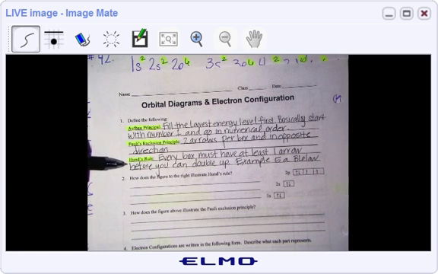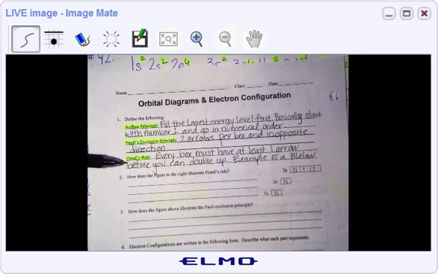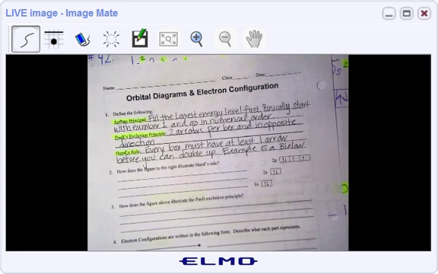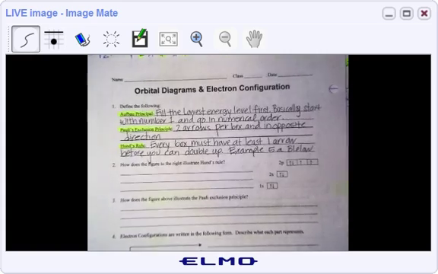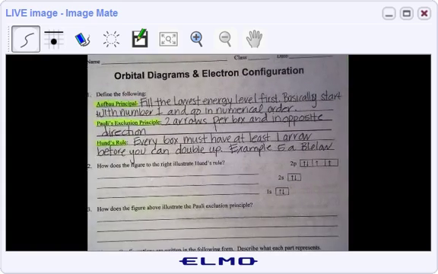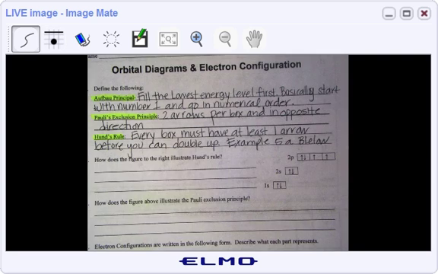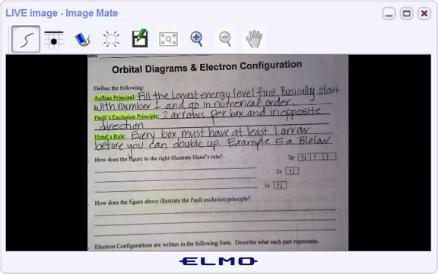Every box must have at least 1 arrow before you can double up. Example is 5A below, down at the bottom of the page, and we'll get to that in just a minute. Let me zoom in so you could write this down. You can go ahead and pause it and write your definitions down.